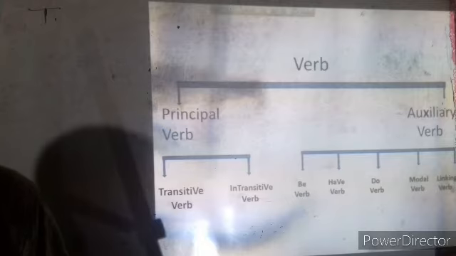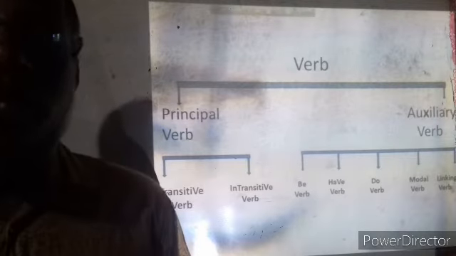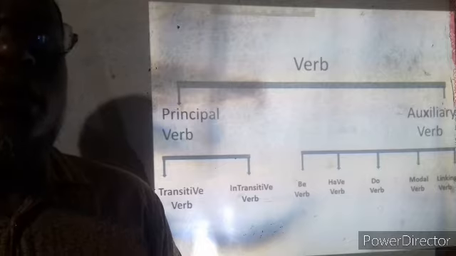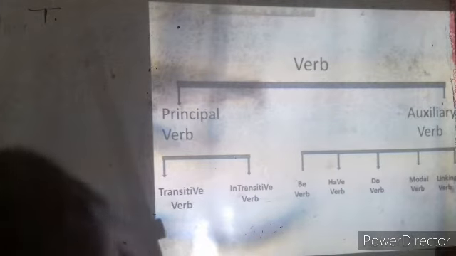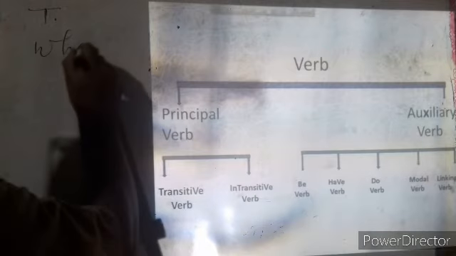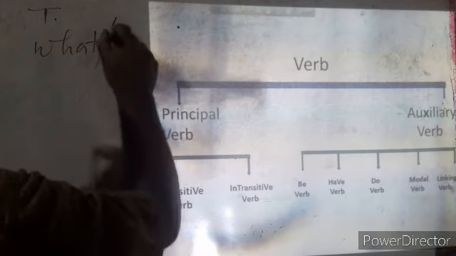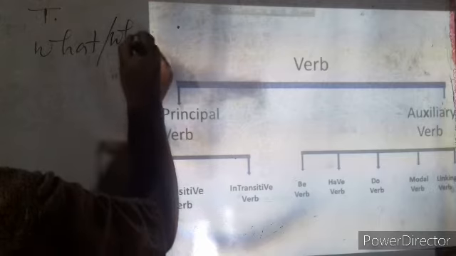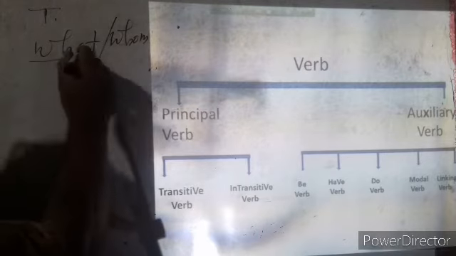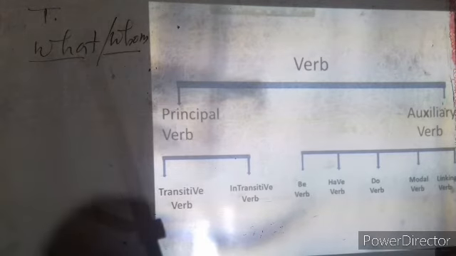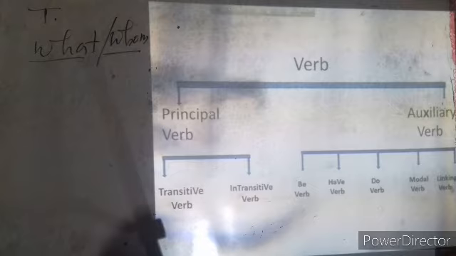In other language, if we ask the verb with what or whom, if we are able to ask the verb with what or whom, and if the answer is included in the sentence, then this verb is called transitive verb.